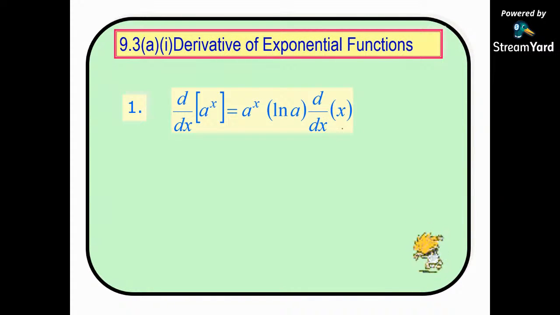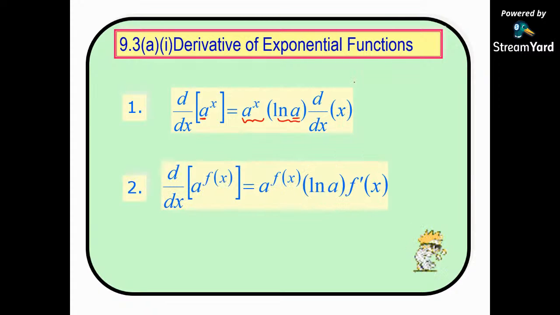Okay, so derivative of exponential function. If we have d over dx of a to the power of x, that is equal to a to the power of x. We copy down our exponent again, and then ln of the base. So a is our base, so we have ln of the base, and then you should differentiate the power x. Normally, I prefer the second formula where I'm using the general form.